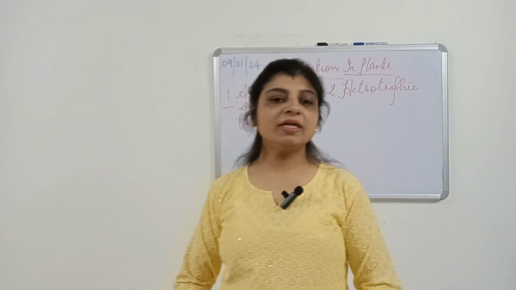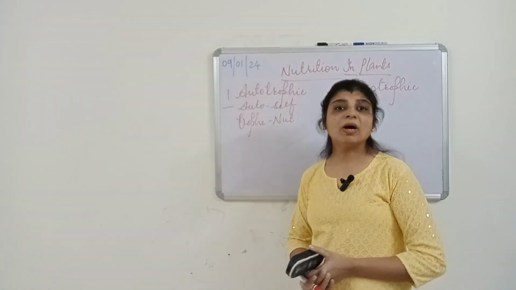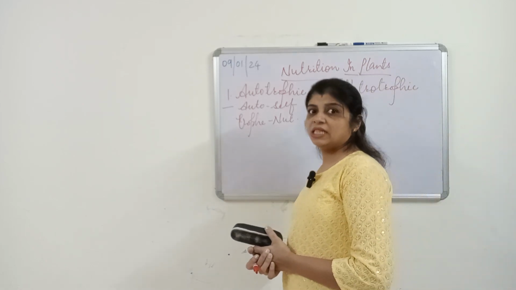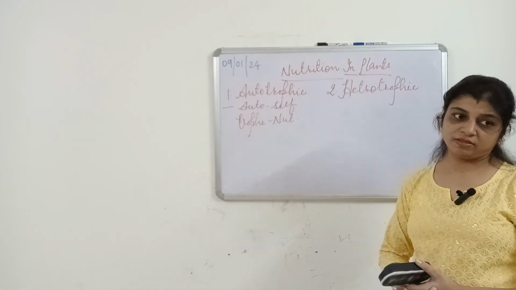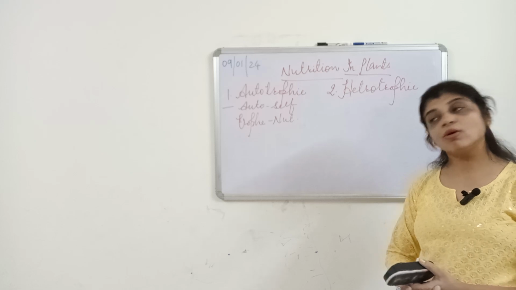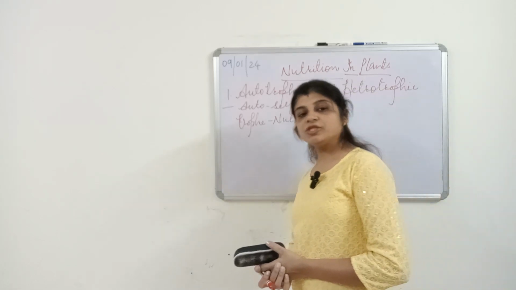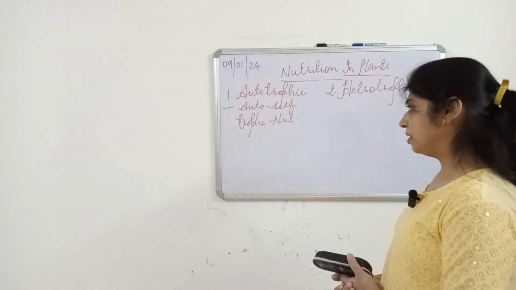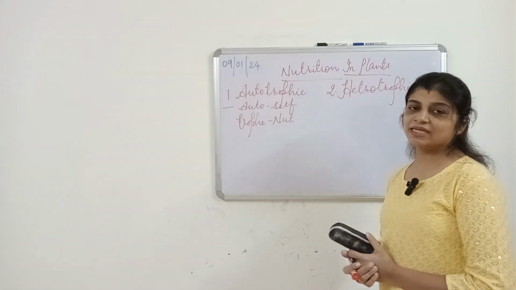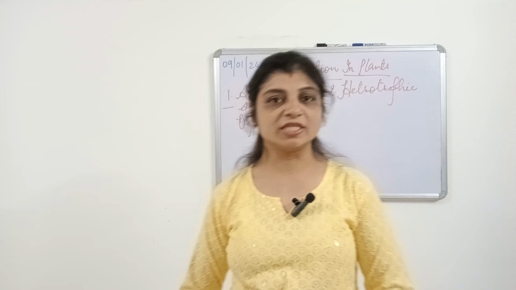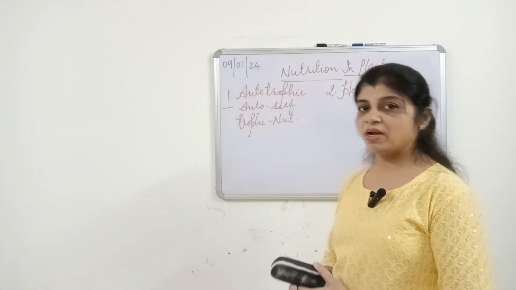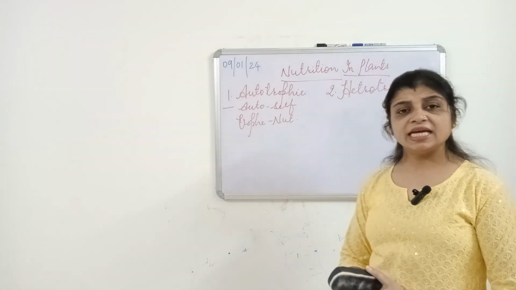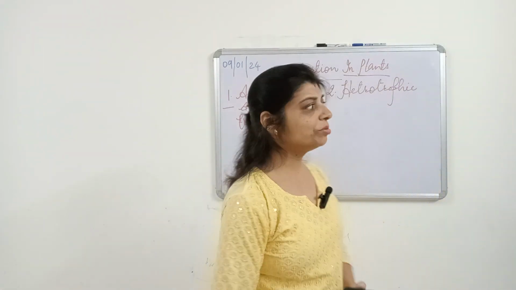Plants which depend on themselves for their food, or those who can synthesize their own food, are called autotrophs. Such plants are called autotrophs, and the type of nutrition they follow is known as the autotrophic mode of nutrition. Now what is the example? The best example, all green plants. Why? Because they produce their food by the process of photosynthesis.